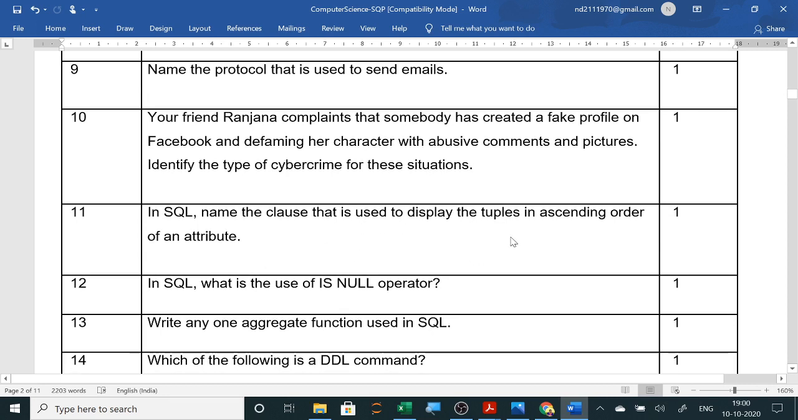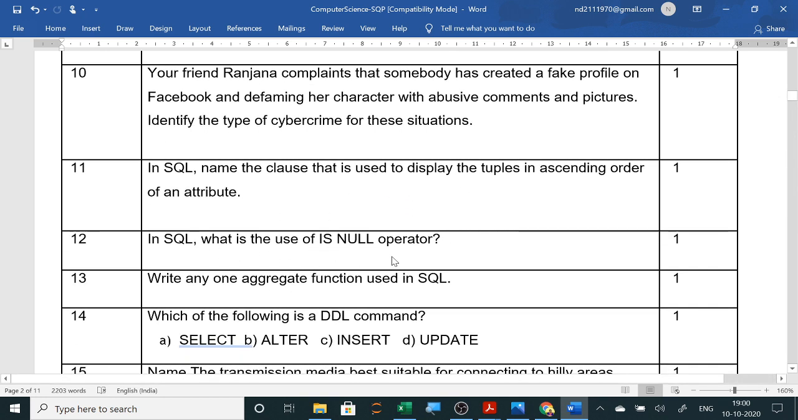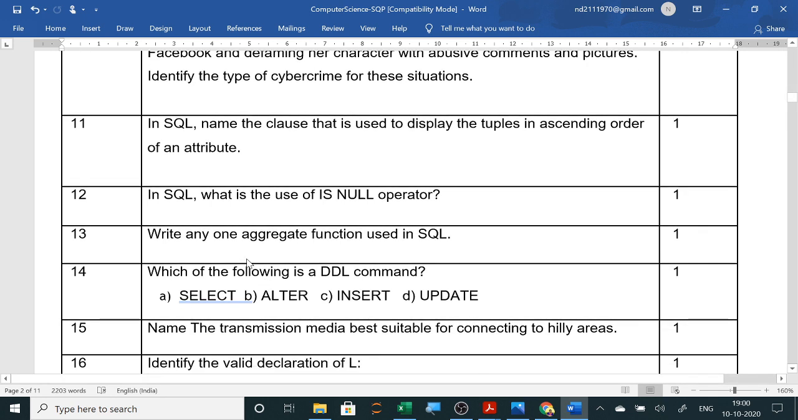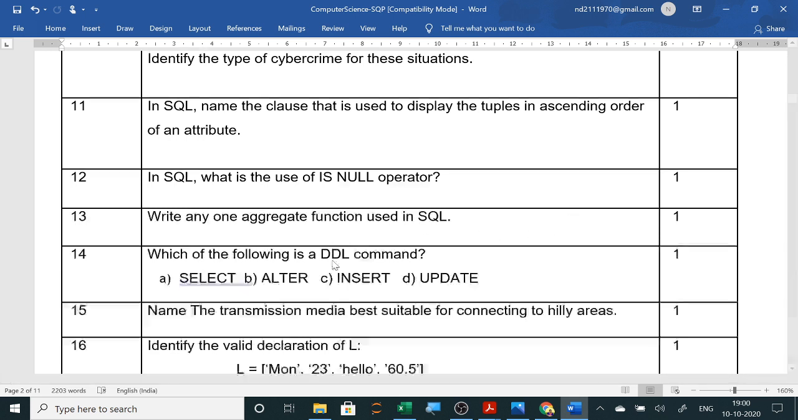Then name the clause that is used to display the tuples in ascending order. This was given in the previous paper. Descending was given there, here ascending is given. So the order by clause is the same in both cases. In SQL, what is the use of the is null operator? This also you have done, to check whether values are null or not. Then aggregate functions in SQL, all the 5 aggregate functions, you know: max, min, count, avg and sum. So any one you have to write.